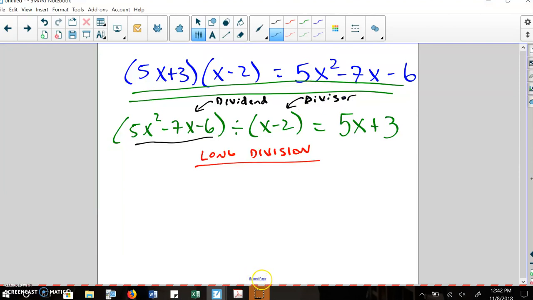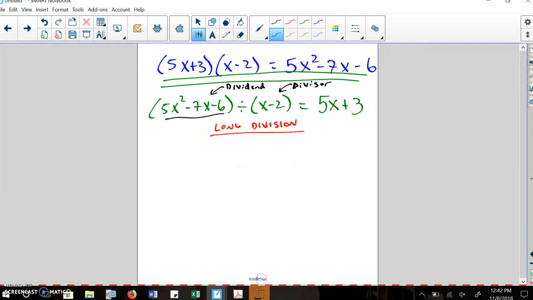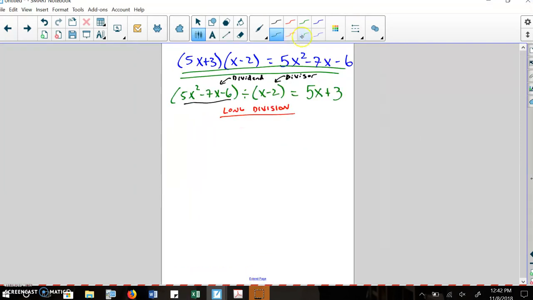Okay? So we're going to set this up the same exact way as you did long division back in 4th grade. We're going to draw this little half box right here. I'll call this the house. Underneath the house we put our dividend, 5x squared minus 7x minus 6. And on the outside of the box we put our divisor, which is x minus 2. So this is the same way you would set up regular long division.